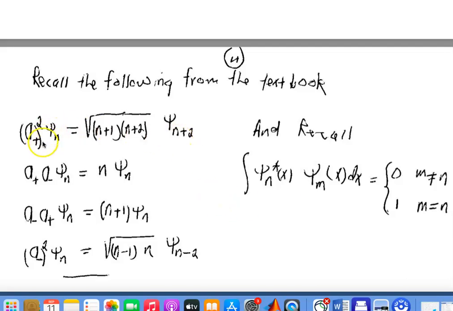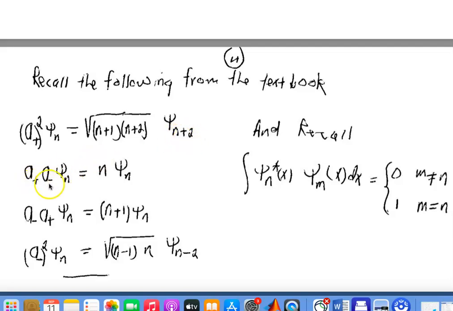A sub plus squared on psi sub n is the square root of the quantity n plus 1 times n plus 2, and you get psi sub n plus 2. This is a raising operator, so it raises psi sub n to the next sister wave function, n plus 2.